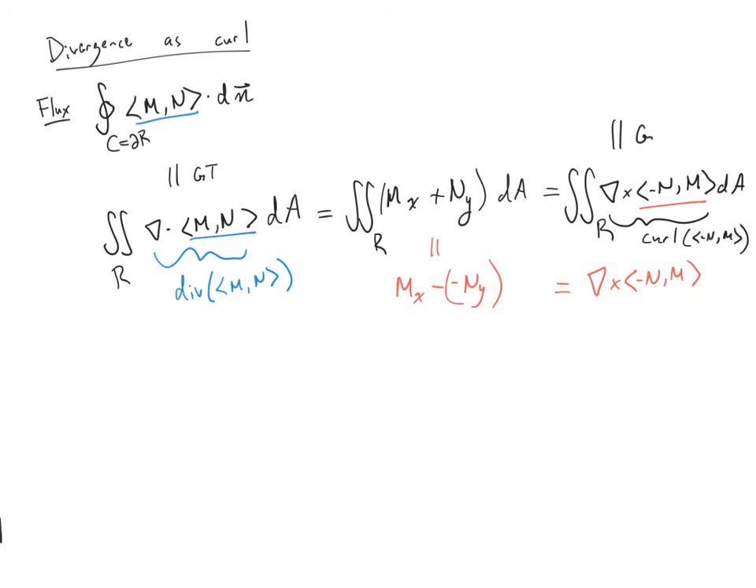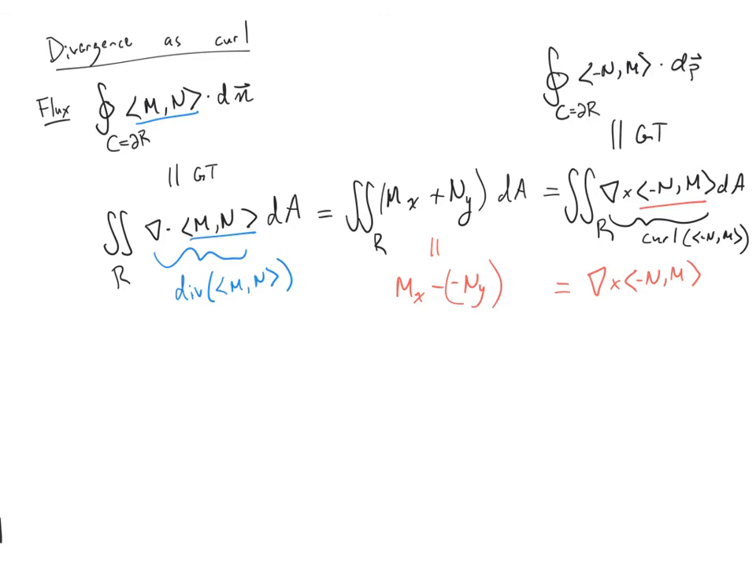So I can use Green's theorem again to turn that back into a flow integral. And that looks like C, which is the boundary of R, and it's the flow of minus n comma m along C.